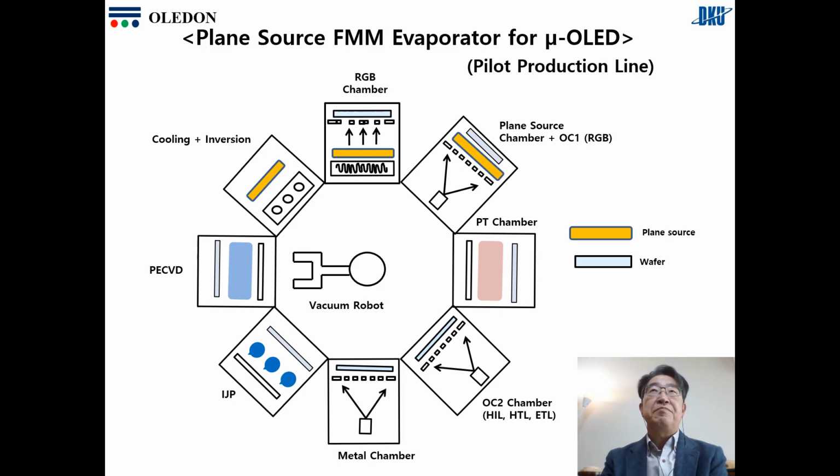A cluster-type plane source evaporator has been designed for pilot production of micro OLED. There is an RGB chamber with plane source re-evaporation process, a donor film deposition chamber, an inversion chamber, a plasma treatment chamber, a metal chamber, and a common layer deposition chamber. A PECVD and an inkjet printer chamber are connected as well for the thin film encapsulation process.